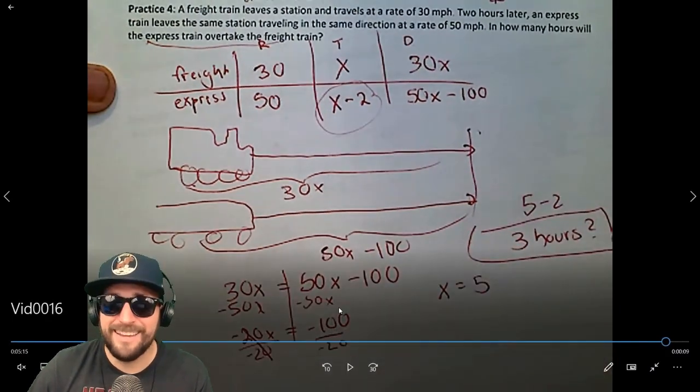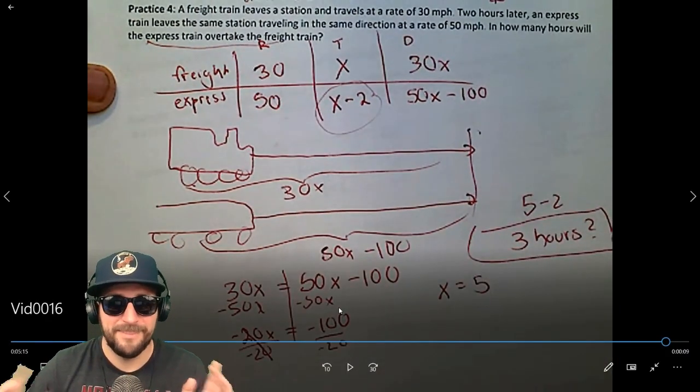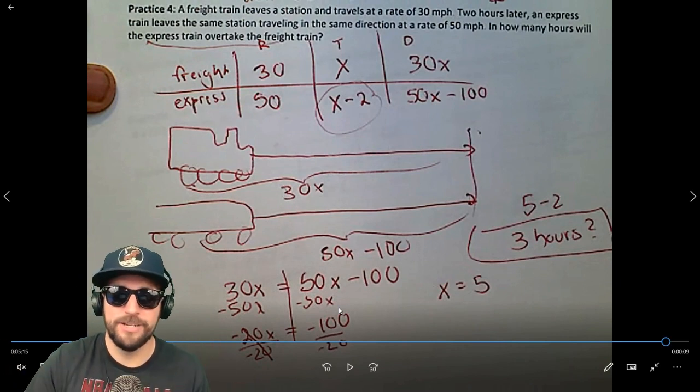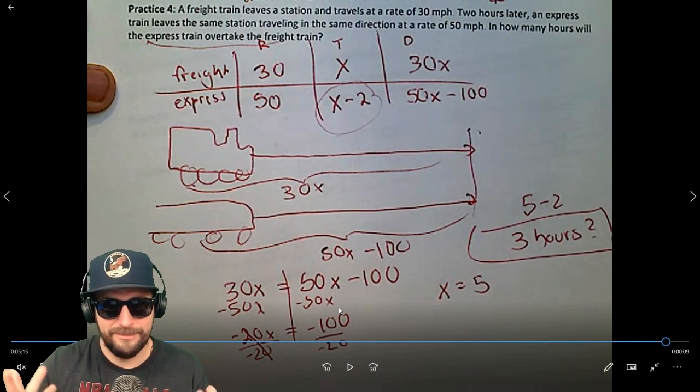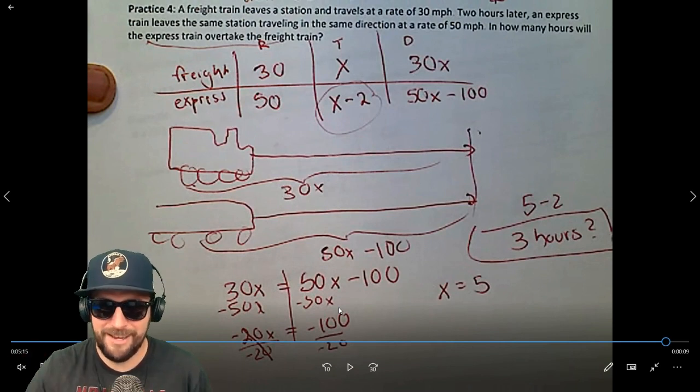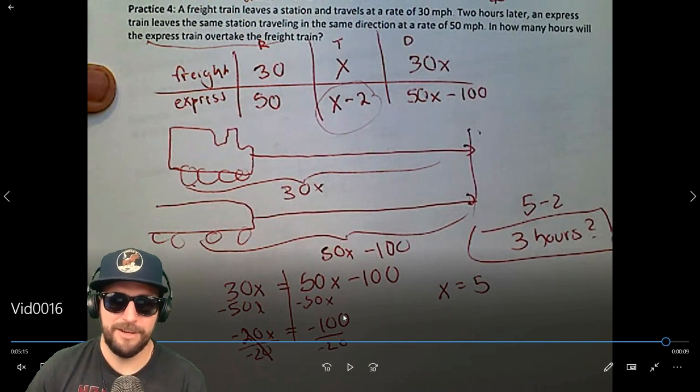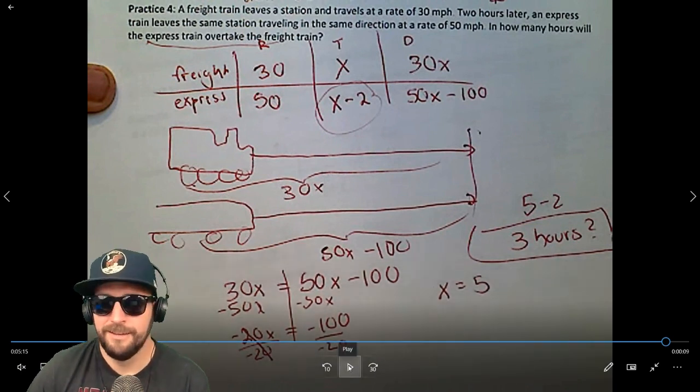You could read it, I guess, in how many hours, like the freight train had been traveling for 5 hours, so it took 5 hours for the freight train to get overtaken. So I don't know. On a worksheet, if you had 5 or 3, I'd probably let it slide. I think 3 is better. 3 is the way to go. That makes sense, right? What are you going to say?